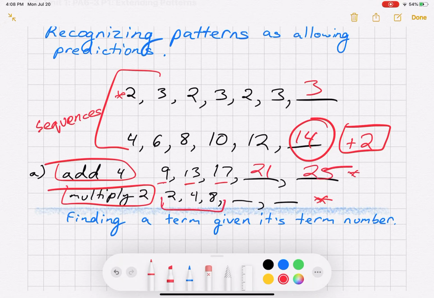Here I'm multiplying by 2. So 2 times 2 is 4, 4 times 2 is 8, 8 times 2 is 16, and 16 times 2 is 32. Okay, so this is the rule for the pattern. What's happening in between these gaps here?